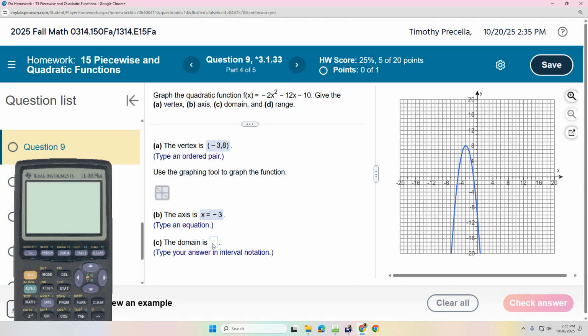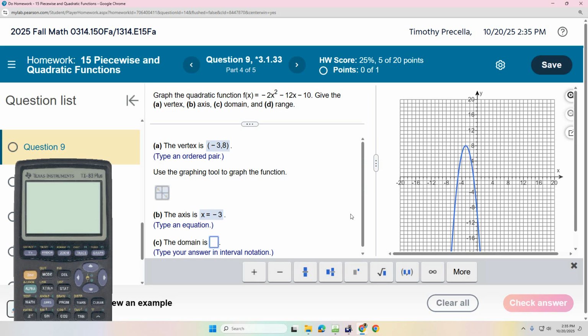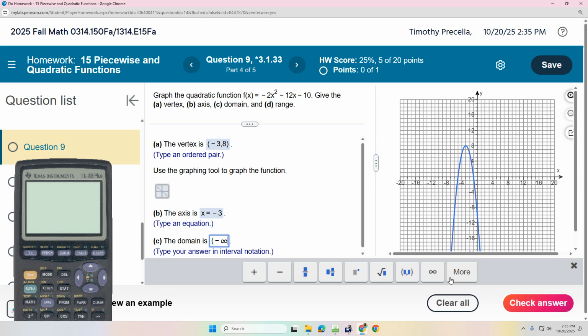The domain. Can we type that in? We know the domain of a quadratic function. Every quadratic function in the world has the same domain: negative infinity to positive infinity, all real numbers.